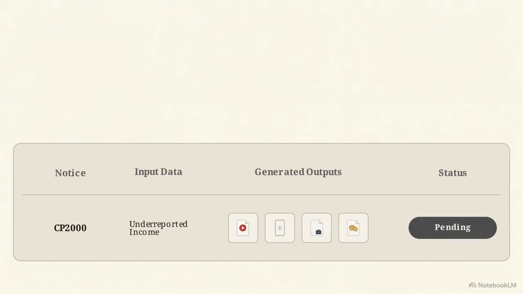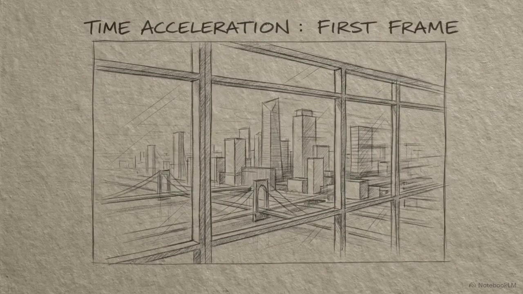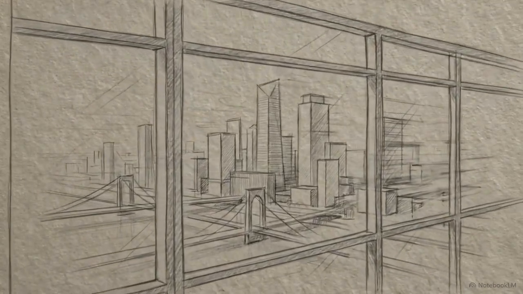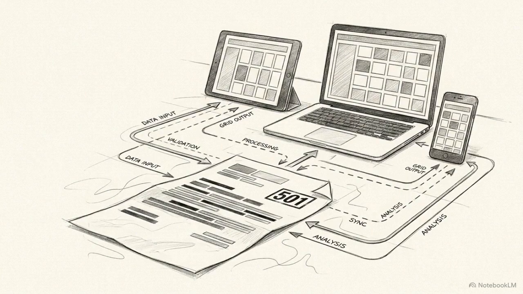Extract those generated text files and paste them back into the empty outputs columns of your spreadsheet. Your CP2000 row is now fully loaded and ready to publish. What used to take an hour of staring at a blank screen and brainstorming content has been compressed into seconds of execution. You just transformed a single, intimidating tax letter into a complete, multi-platform educational campaign.